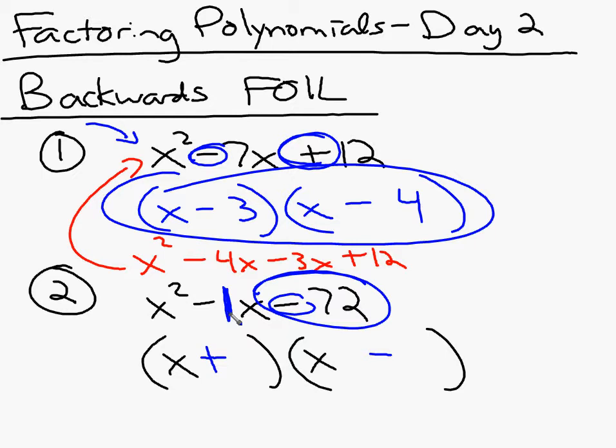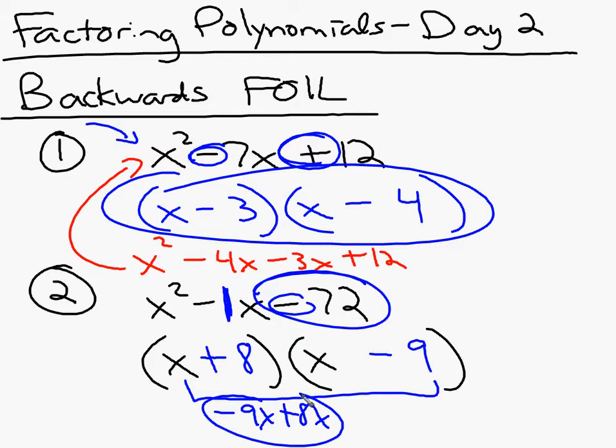Now, where do I put them, though? Well, I want the 8 here and the 9 here. That way, when I think outside, I get a negative 9, right? Plus 8, negative 9x plus 8x will give me that negative 1 in the middle. So I think sometimes it's more efficient to do backwards FOIL. All right? That's kind of the way I see it.